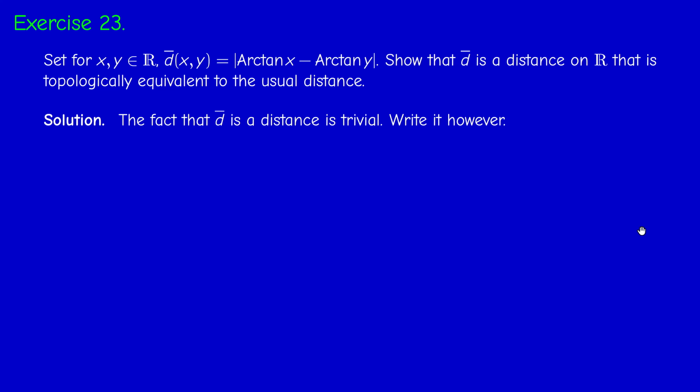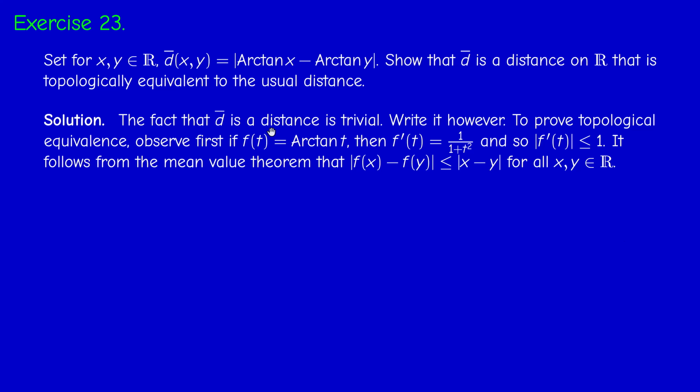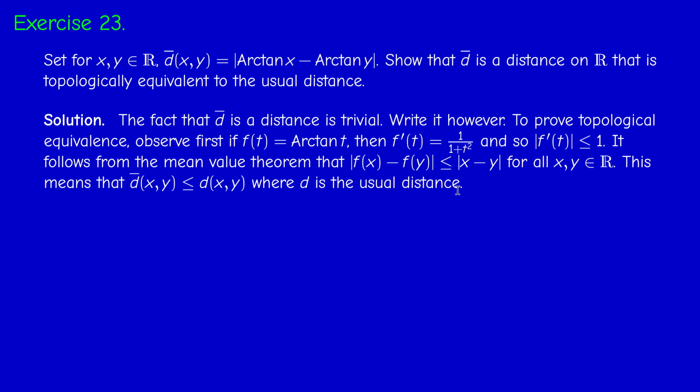Now, I only proved that they are topologically equivalent, but here it happens that d bar is less than d. Why? Because if I consider f to be the arctangent function, then its derivative is 1 over 1 plus t squared, and in absolute value it's less than 1. So by the mean value theorem, f is Lipschitz continuous with constant 1, as you know. But d bar is just f of x minus f of y. So this means that d bar is less than d, and therefore from this I conclude that the topology generated by d bar is contained in the topology generated by d. And here we have the same order.